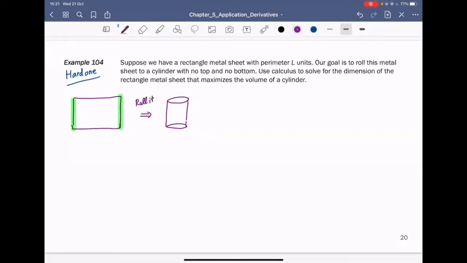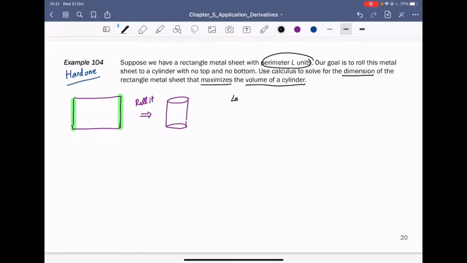So the question asks that if you know that the perimeter is L, what is going to be the dimension that maximizes the volume of the cylinder? You can see that the hardest part for this question is you didn't see any number. They just give you L, that constant, right? And then they ask you to solve for the dimension that maximizes. So the hardest part is how do you set up the problem?